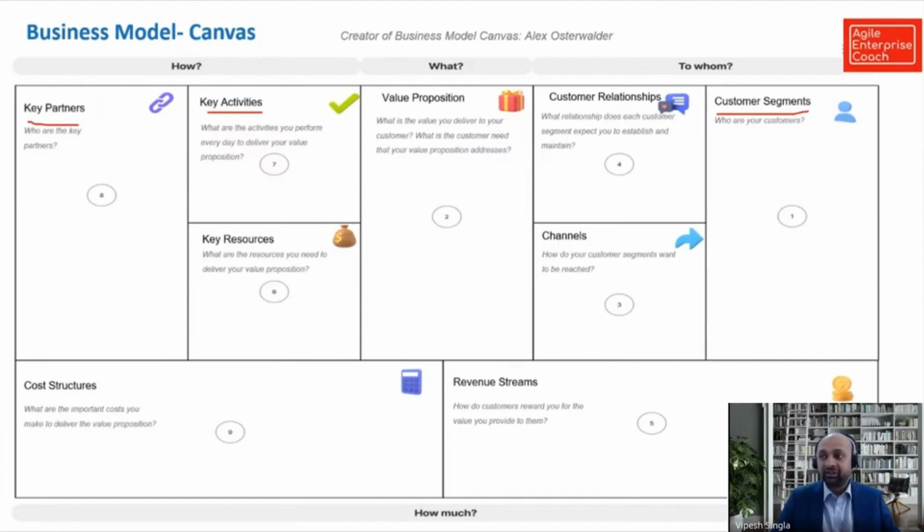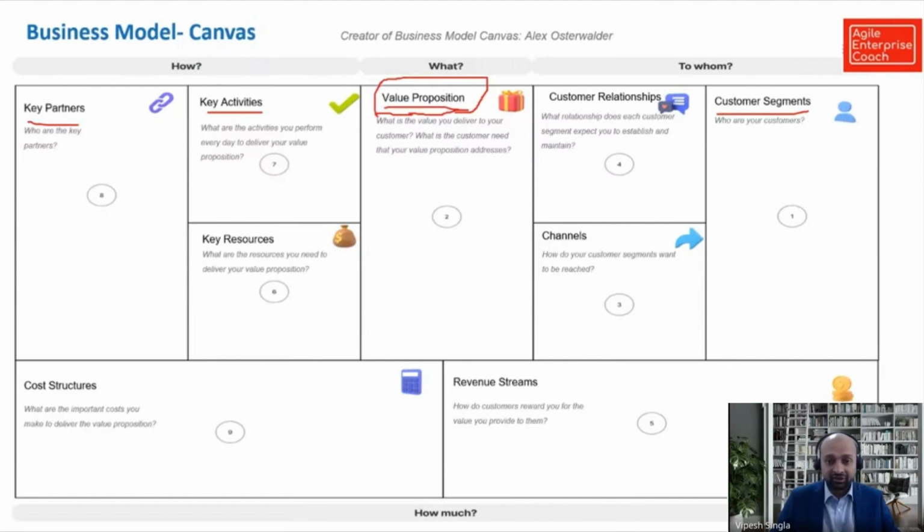This helps you identify the target customers or target customer segments you are going to target as a product. Then the next one is value proposition, the second section. What you capture here is what's compelling about your product or proposition. Why should the customer buy or use your product? What is the value you are bringing to the life of your customer? That you capture in the value proposition section.